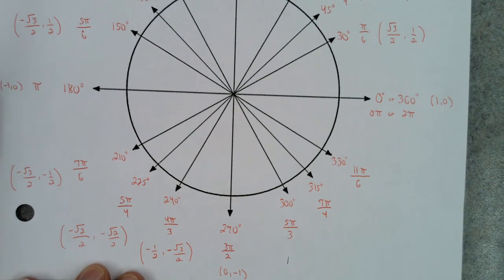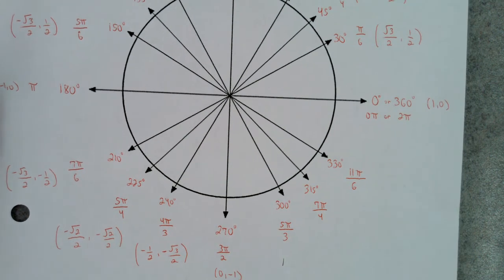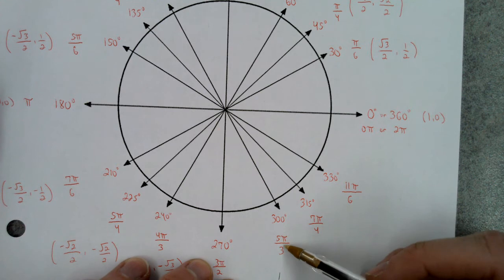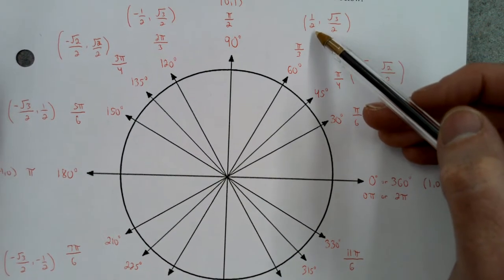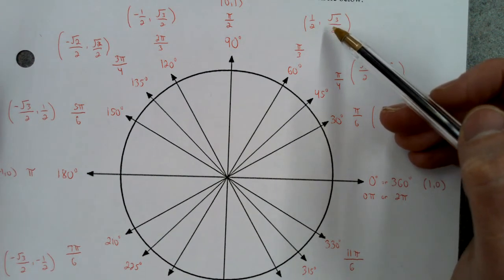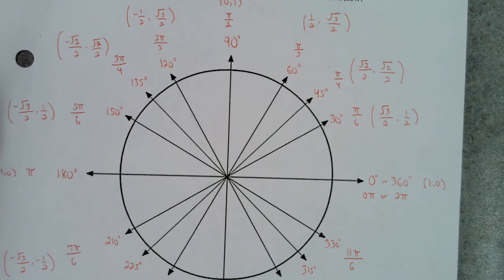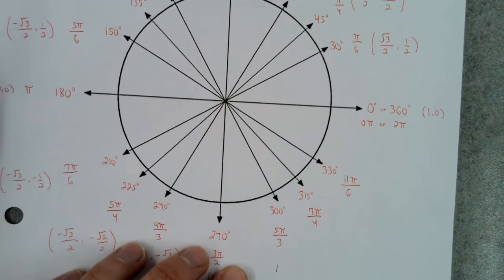And the same thing for the next quadrant, except it'll be positive, negative, okay? So 5 pi over 3 is the same as pi over 3, only it'll be positive, negative, so 1/2, and then negative square root of 3 over 2.